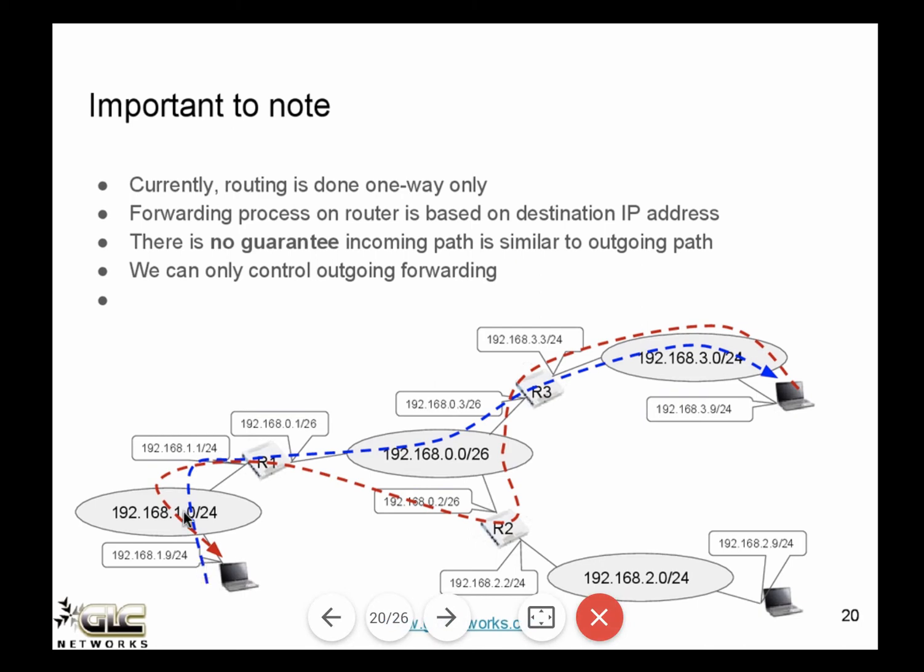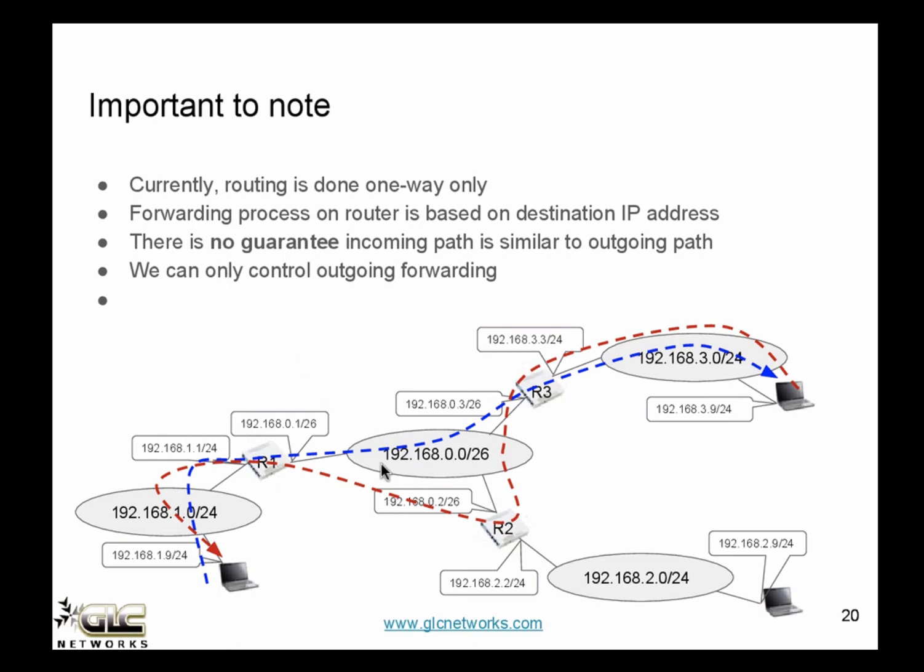For example, here we have a path from laptop to laptop, laptop on the left, laptop on the right. We have the outgoing path here, from laptop to router 1 to router 3, router 3 to the laptop on the right. But on the reply, the laptop on the right goes through router number 3, router 3 to router 2, router 2 to router 1, and router 1 comes back to the original laptop. Again, there is no guarantee the incoming path is similar to the outgoing path. It really depends on the situation.